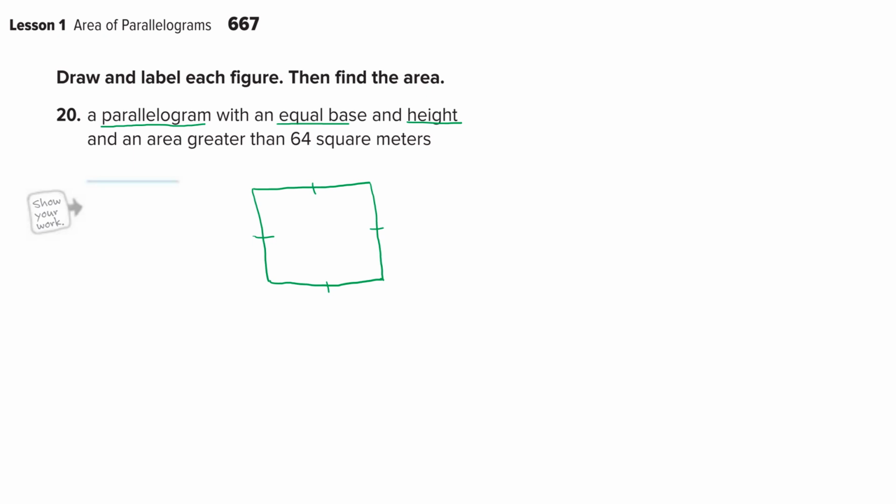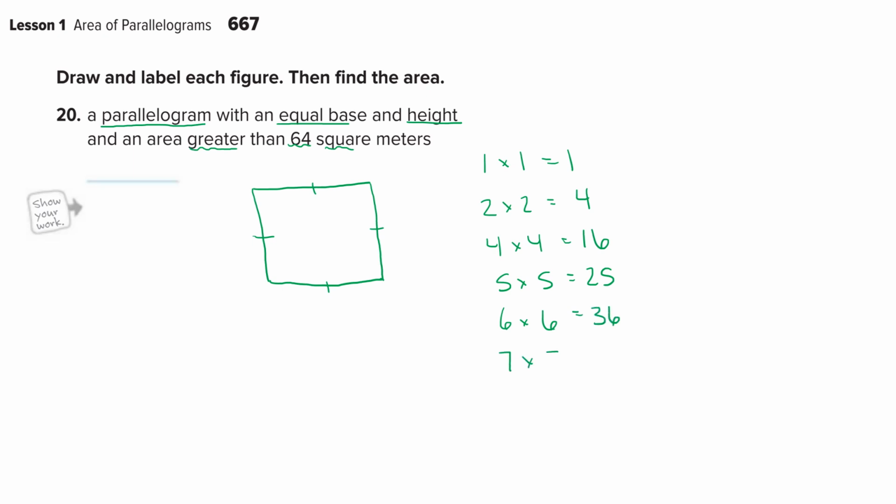All right? So, an area greater than 64 square meters. Okay, so this is where your math facts come in. All right, so let's talk about square numbers. 1 times 1 equals 1, and 2 times 2 equals 4, and 4 times 4 equals 16, and 5 times 5 equals 25, and 6 times 6 equals 36, and 7 times 7 equals 49, and 8 times 8 equals 64.